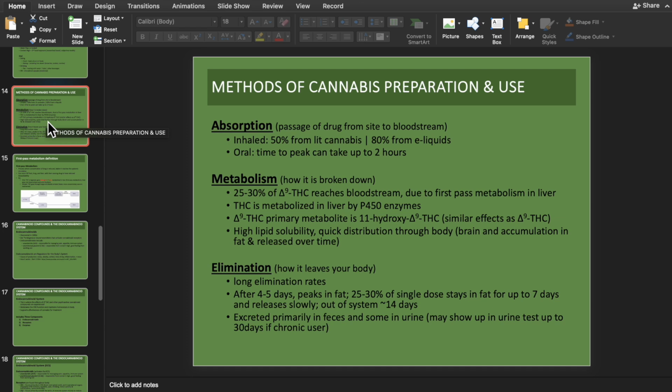25 to 30% of THC reaches the bloodstream due to first pass. We'll talk a little bit more about that in a minute. It is excreted through the feces and urine. It can stay in the system for up to 14 days. And with chronic use, THC can actually remain in the system for up to 30 days. That means if Johnny smokes weed every day for a year, he will have to go weed-free for a month to get a negative test result.